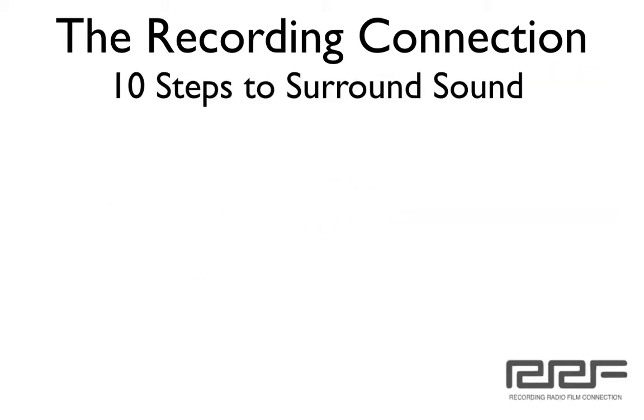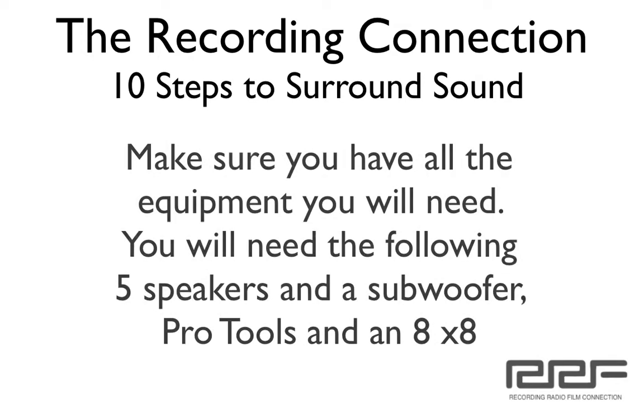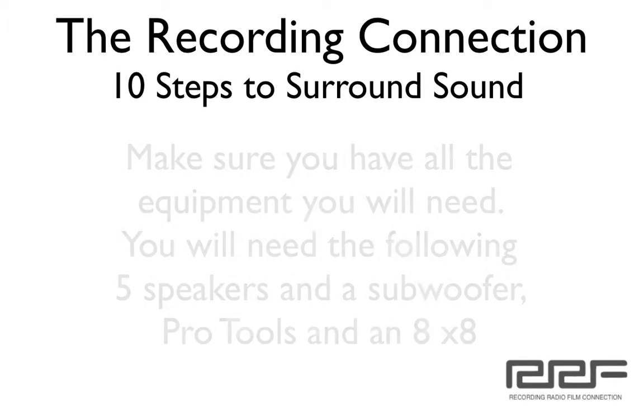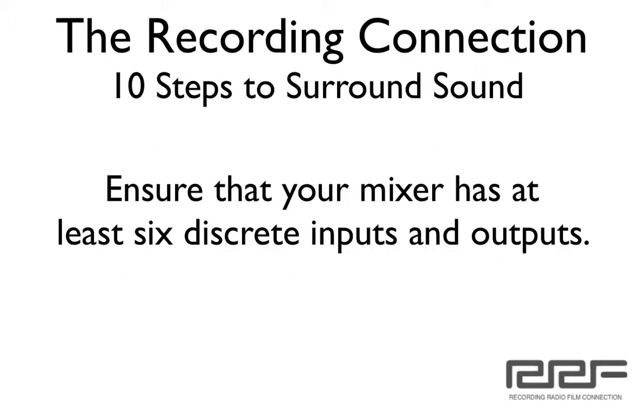Alright, so what we're going to do right now is go over 10 steps to surround sound mixing. So number one, make sure that you have all the equipment you're going to need. And you're going to need the following: 5 speakers, a subwoofer, Pro Tools, and an 8x8 or at least a 6x6 audio interface. Now number two, make sure that your mixer has at least 6 discrete inputs and outputs.